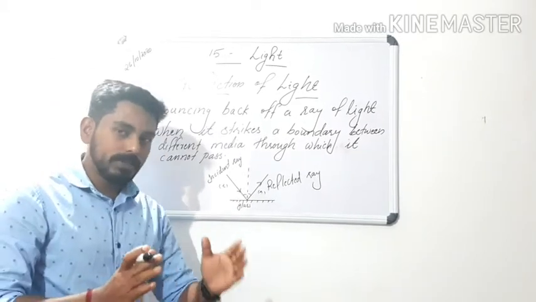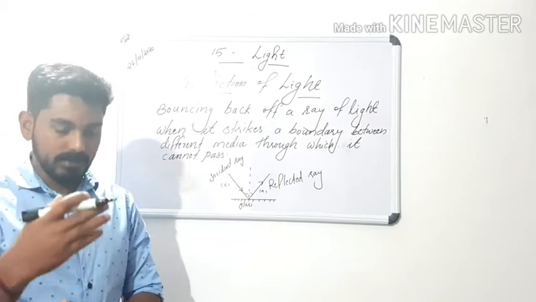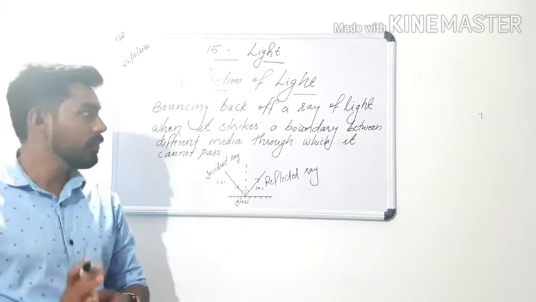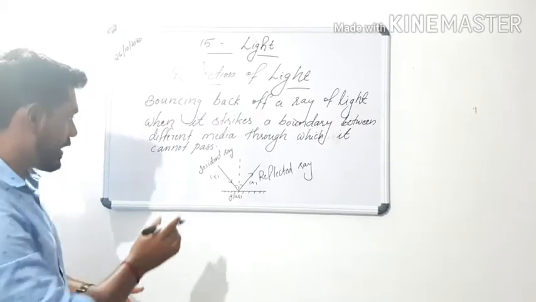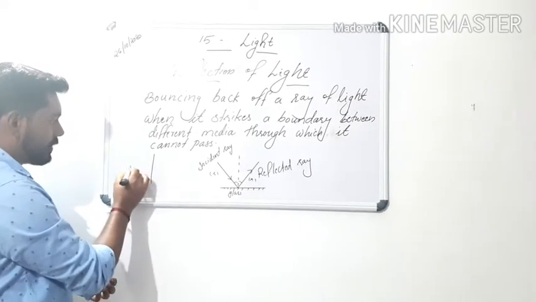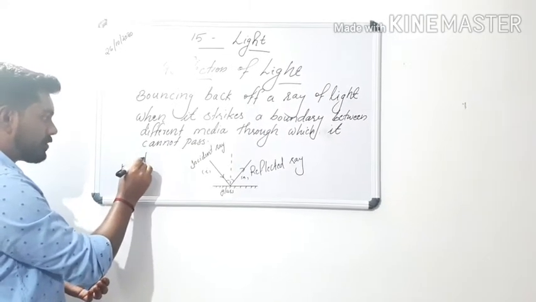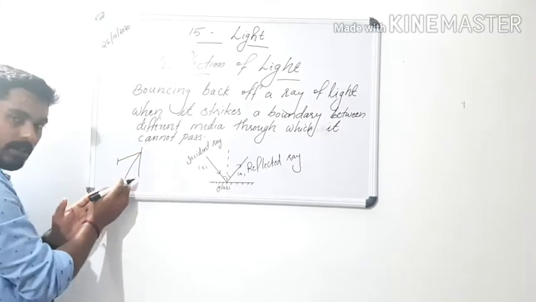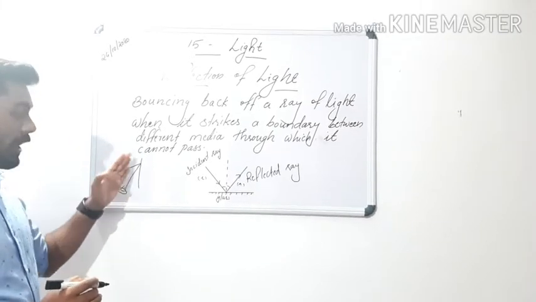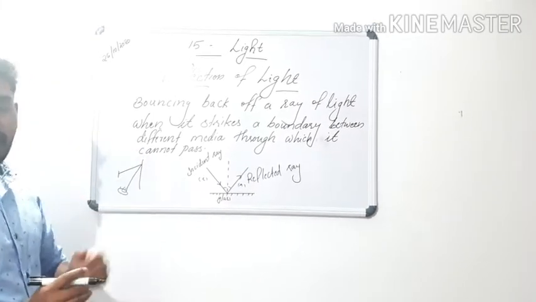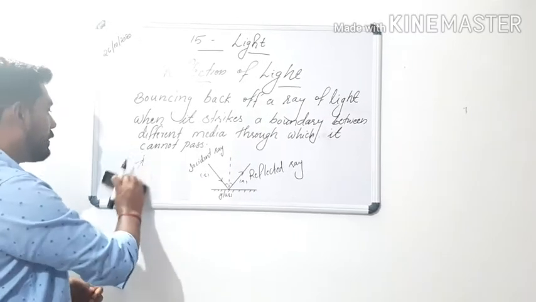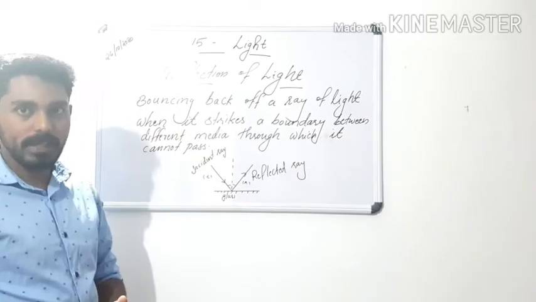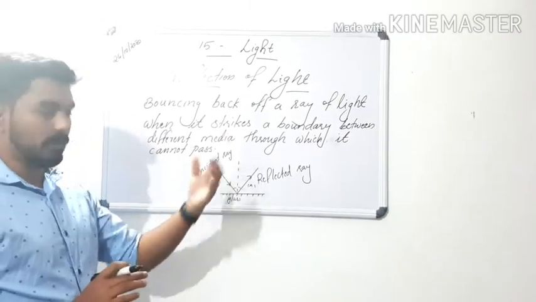When an object is placed in front of your dressing table mirror, you are able to see that object in the mirror because of reflection of light. The light comes from the object, strikes the mirror and is reflected back. When it reaches your eyes, you are able to see the image in the mirror. That is how the image is formed. Reflection of light is the property of light which helps us see the image in the mirror.